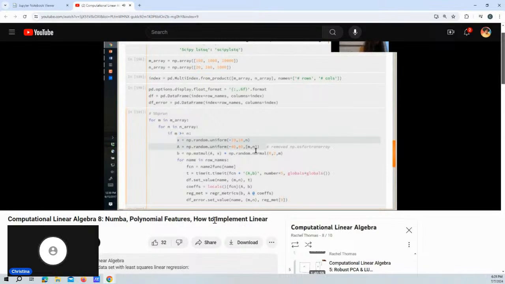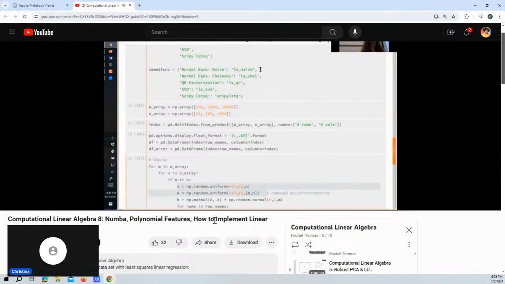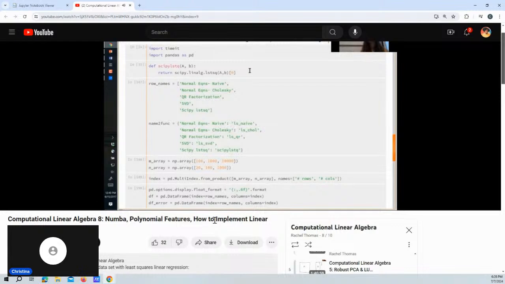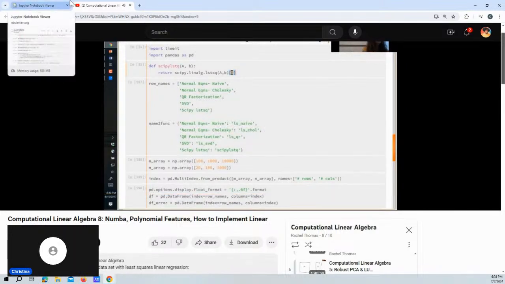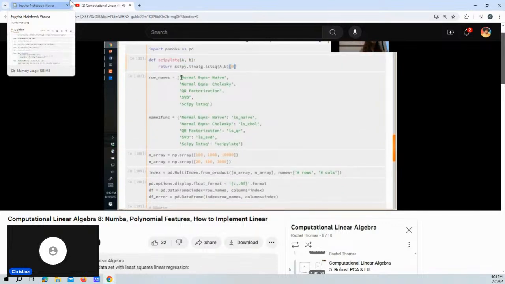You can see down here is where I generate the data randomly; A has dimensions M by N. I'm going to loop through all possible values of M and N, and then we're going to compare these different techniques. So we've got the naive solution with the normal equations, the Cholesky factorization, the QR factorization, SVD, and then also SciPy's least squares. In SciPy's least squares, it returns several items, but we just wanted the first one, so that's why I've wrapped it in this other method.